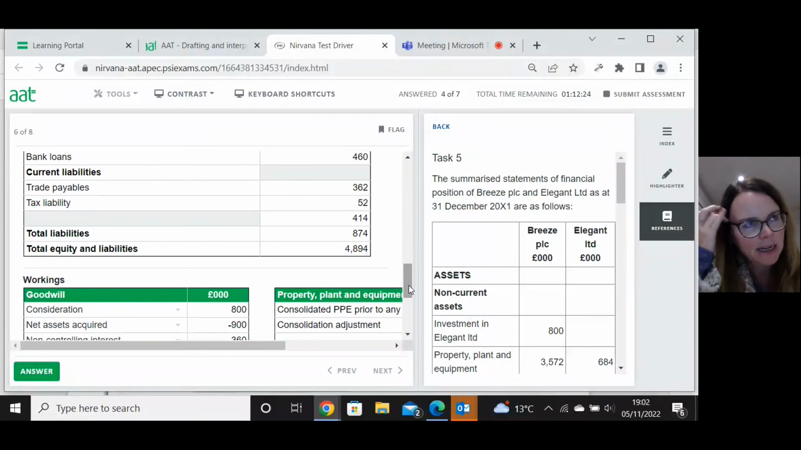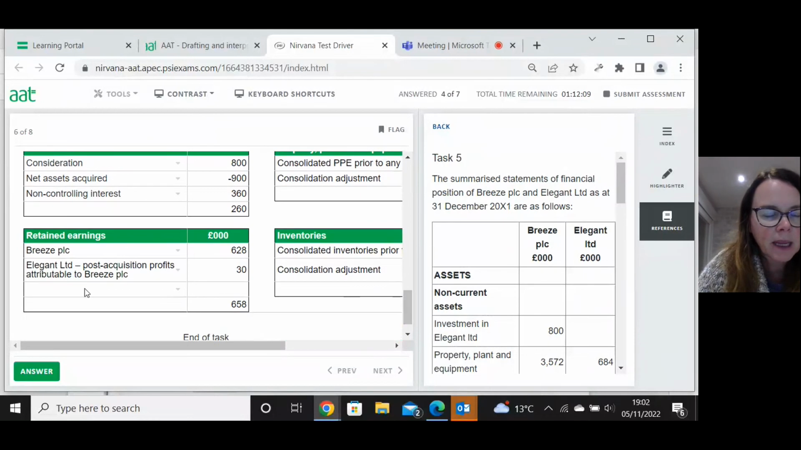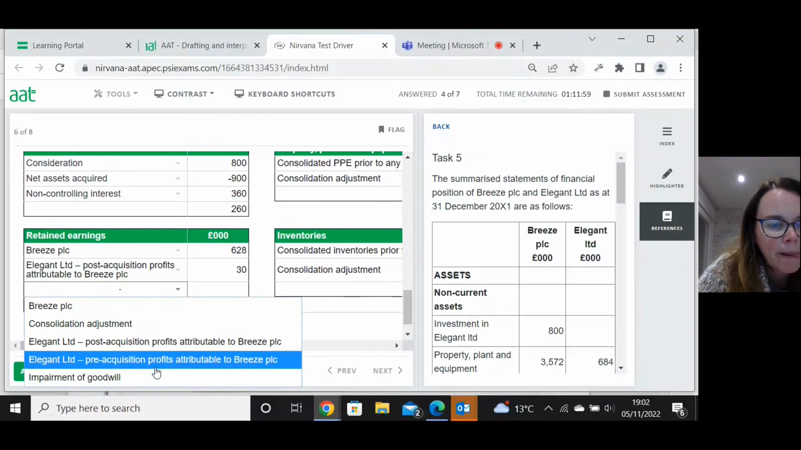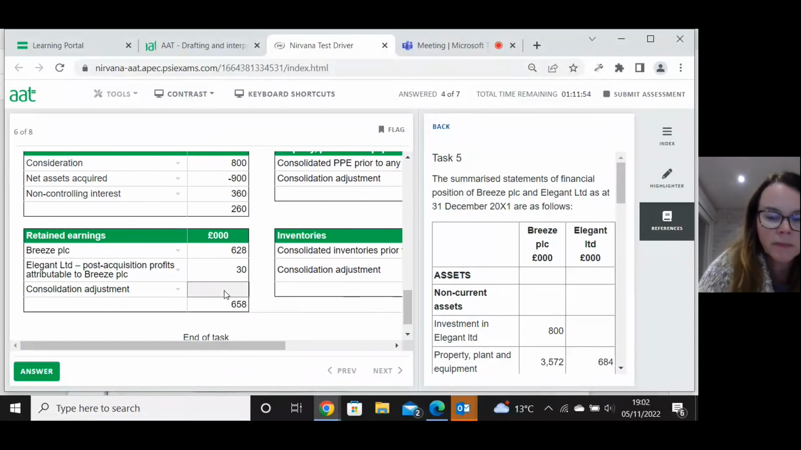So the debit, because the parent has sold to the subsidiary, I want to reduce the profits of the group by this 4. So my retained earnings figure is going to need to be reduced by this 4. So what are my choices of what to say? Best one out of these is going to be consolidation adjustment. And that's going to be -4. I'm reducing my retained earnings figure.